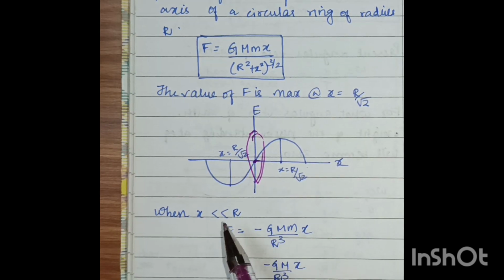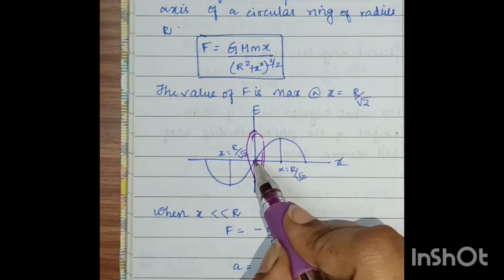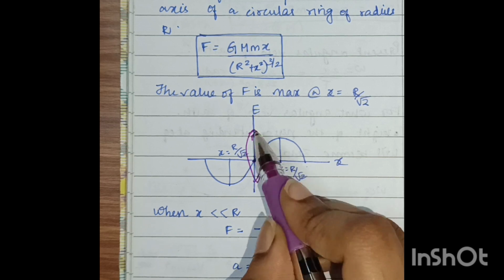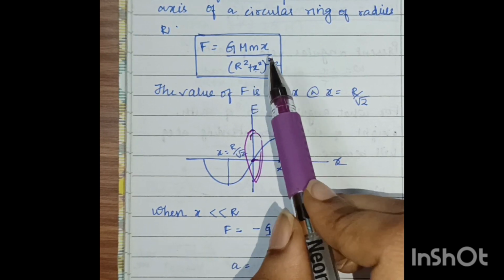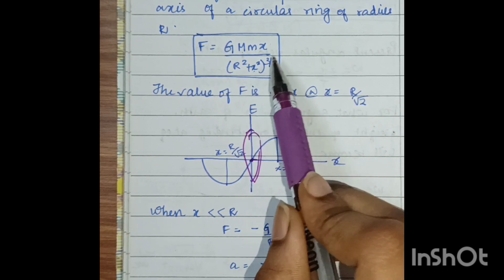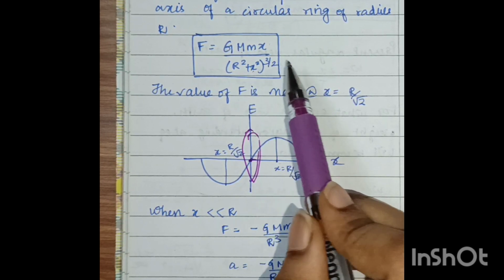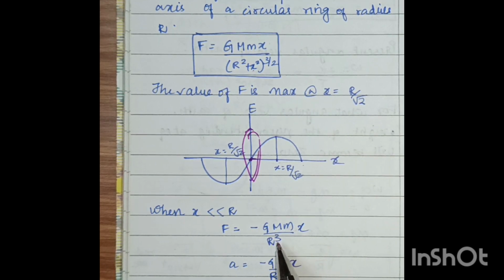And it is good to know one more thing: if x is very much less than r, then we can omit x in the denominator of this formula. Then it will be GMmx by (r square) whole power 3 by 2. So this 2 and this 2 go, so it is minus GMmx by r cube.